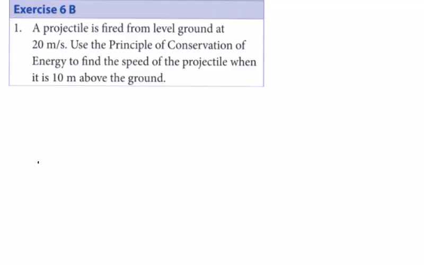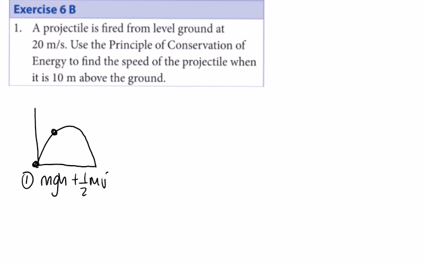Question 1, a projectile fired from level ground, same as one of the previous videos. So what's going on here? We have position 1, position 2. Let's look at position 1, mgh plus a half mv squared for position 1. Position 2, my wife just barreled into the room. We're going to apply mgh plus a half mv squared to position 2 too, and they're going to have to be equal. So in position 1, we have my v is 20 and my height is 0.